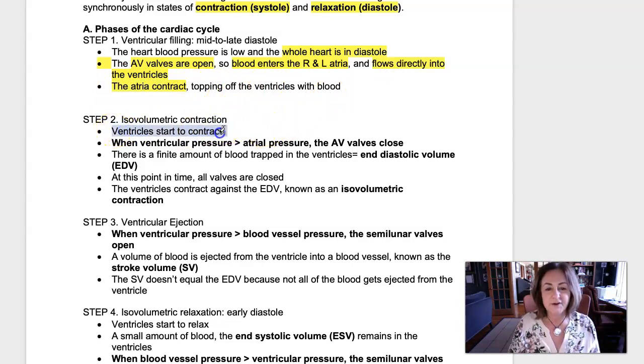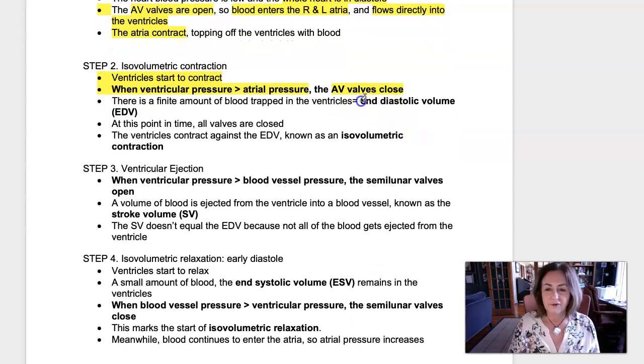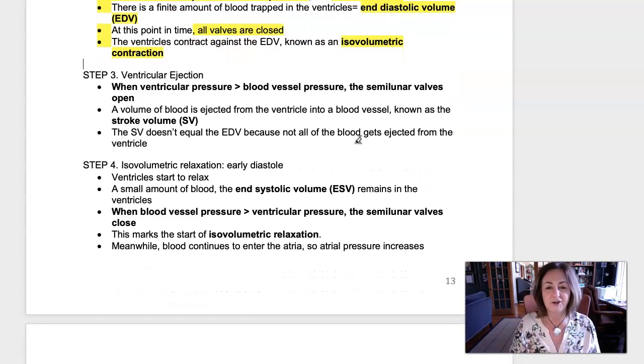When the ventricles start to contract, that's when the ventricular pressure will exceed atrial pressure, causing the AV valves to close. There is a certain amount of blood left in the ventricle. This is your big volume, the full volume, the end diastolic volume. All the valves are closed, and this is an isovolumetric contraction.